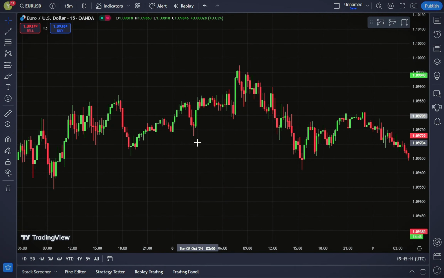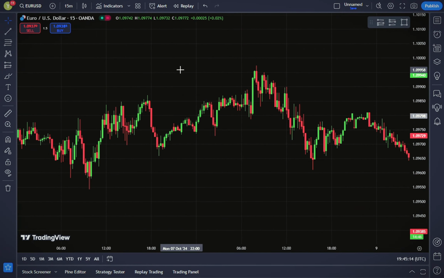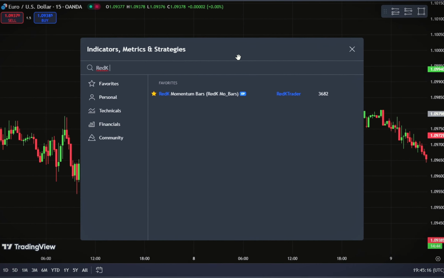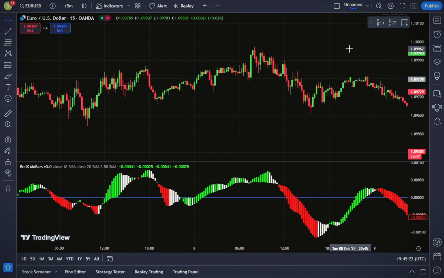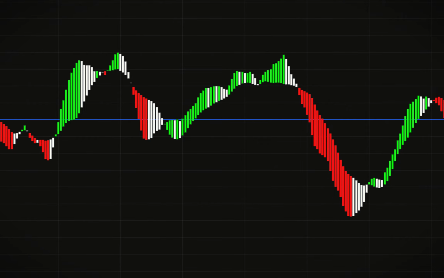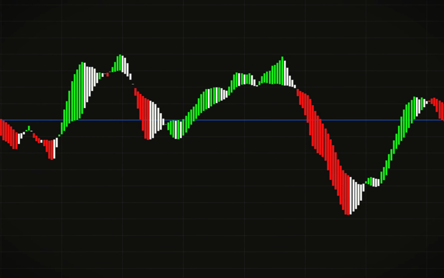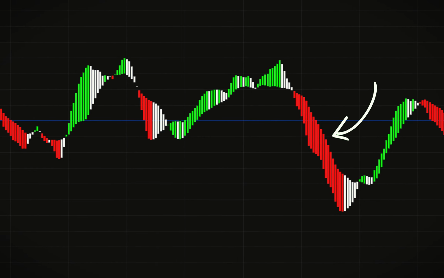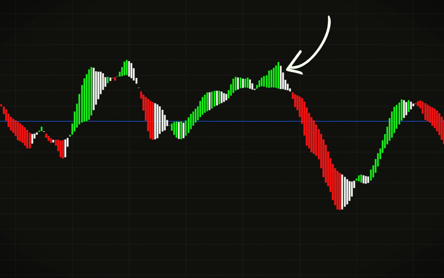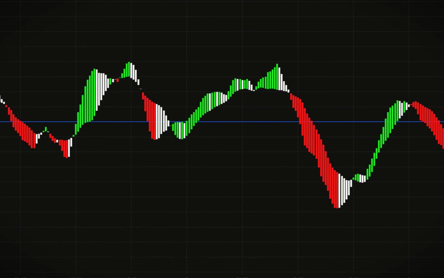Next, let's add our first indicator. Go to the Indicator Search tab and type Red K Momentum Bars. Select the Red K Momentum Bars indicator by Red K Trader. This indicator acts as a signal filter in the market. The indicator shows three types of bars. Green bars indicate a bullish confirmation. Red bars indicate a bearish confirmation. White bars mean no dominant momentum. Avoid entries during these periods.